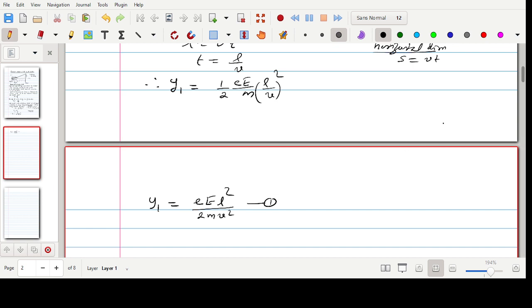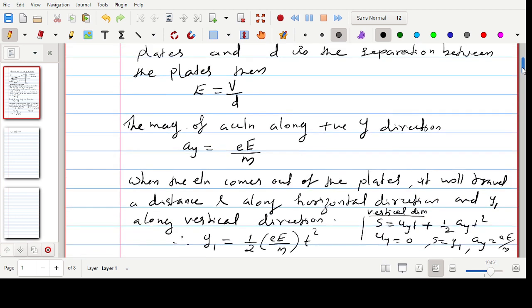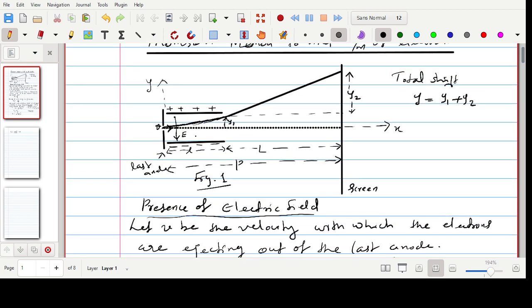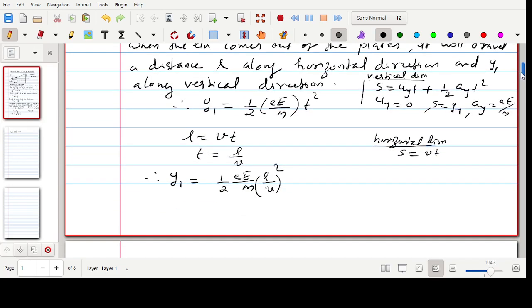So we got the vertical displacement when it comes out of the plates. Now after that it is moving along a straight line. Let theta be the angle made by the electron beam when it comes out of the plates. It is having a deflection theta with horizontal, that deflection remains constant. So from figure we can write tan theta is y2 by this distance. This distance is taken as capital L. So tan theta equal to y2 by L, or y2 equal to L into tan theta.